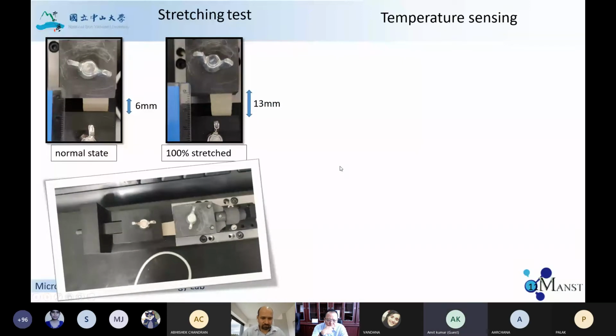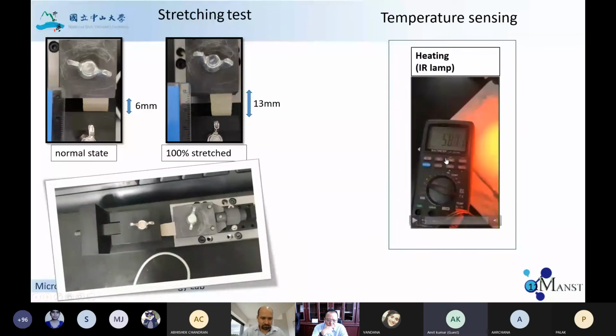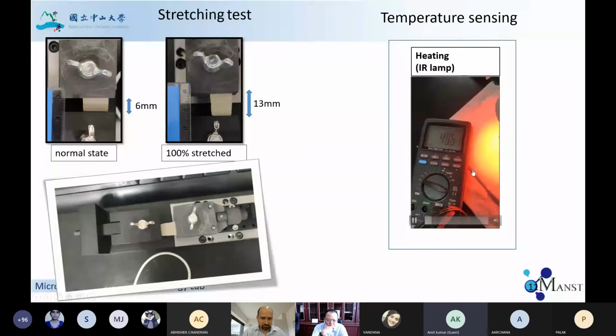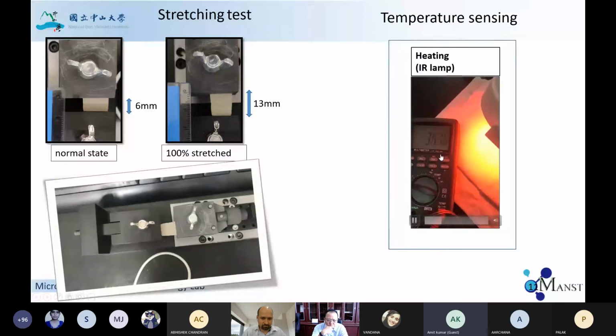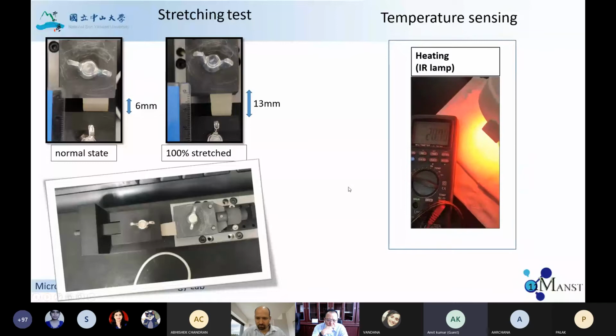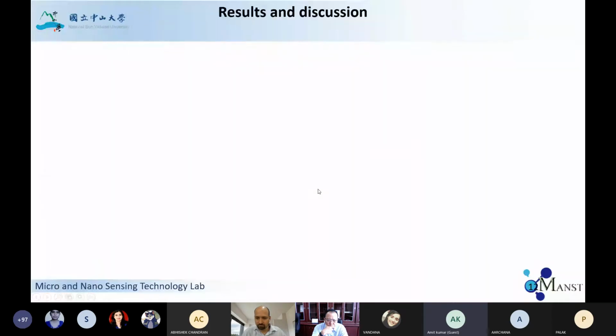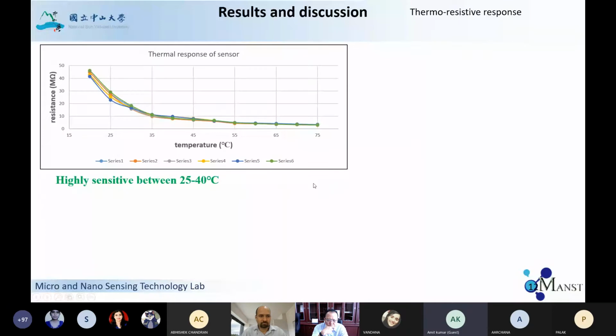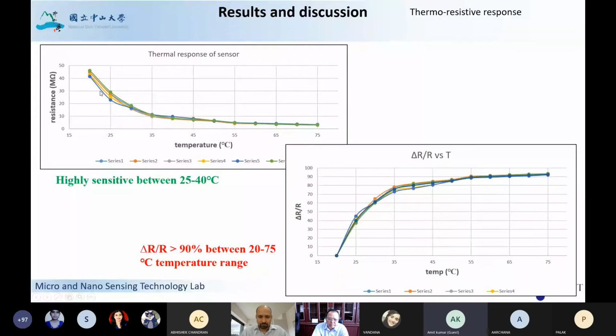After that, I do some temperature testing, and in this one, you can see when the sensor is heated with an IR lamp, it shows a decrease in resistance. That shows the negative temperature coefficient of resistance of the sensor, which is very sensitive. After that, we do the thermal testing of the sensor, and we found that with the change in temperature, there is a big change in resistance, which shows the thermoresistive property of the nanocomposite, which is very sensitive in the range between 20 to 40 degrees Celsius.